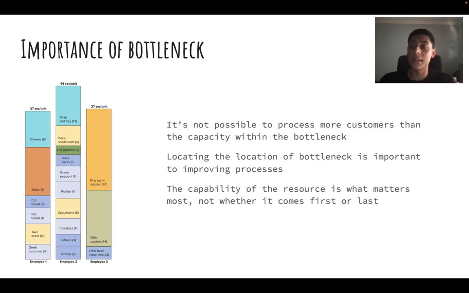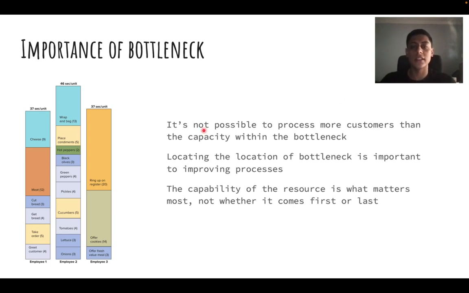So let's take the same example, for instance, and let's say that the first and third employee can serve a total of 1,000 customers each within the hour. If the second employee only has a capacity of 78.3, then that's as much as they can produce. Finding the bottleneck is vital in improving the processes to make for a more efficient process flow. It doesn't matter in which part this process takes place, the capacity will remain the same.